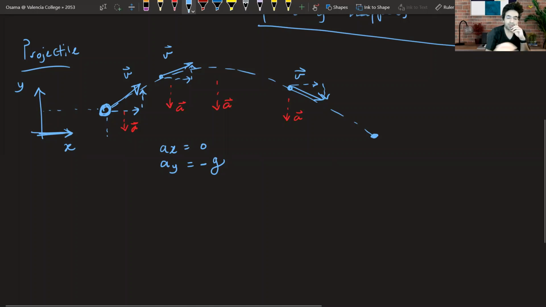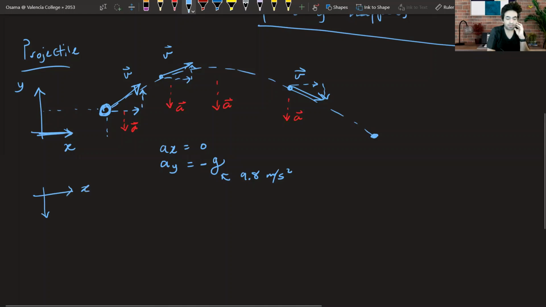negative of G. If you remember, G was the acceleration of gravity on the surface of Earth, and it was 9.8 meters per second squared. So the Y component of the acceleration is negative G. G itself is just a scalar quantity, and it's 9.8 meters per second squared. So the acceleration Y in this case would be the acceleration due to gravity, and it's pointing down.